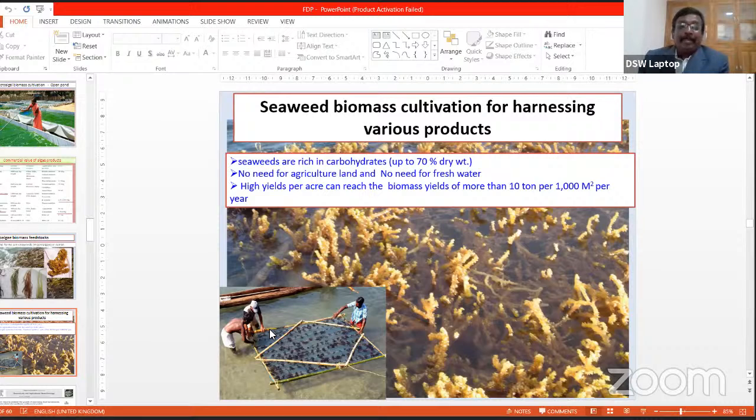So this marine algae cultivation, the Government of India is highly supporting. I told you the carbohydrate content of this algae is 70% in dry weight. So they are growing in the ocean. As of now, the Government of India is supporting marine algae cultivation in the ocean.